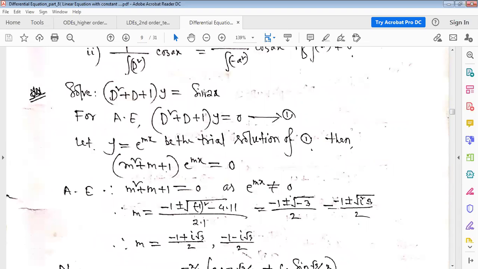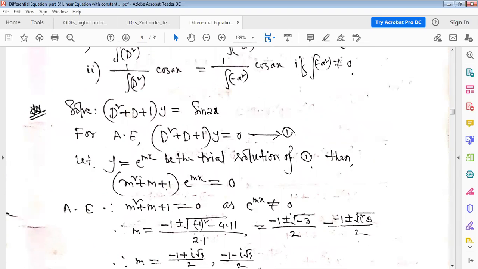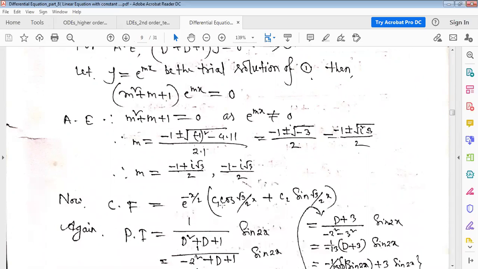This is the left hand side and this is the sine function. Okay, a trigonometric function on the right hand side. So you are now solving the second case, trigonometric function on the right hand side. For the auxiliary equation, you can write the left hand side equal to 0. Now if we take y equal to e to the power mx as the trial solution, we get m square plus m plus 1 times e to the power mx equals 0. Since e to the power mx is not equal to 0, m square plus m plus 1 equals 0. After solving this, we get these two complex roots, right?